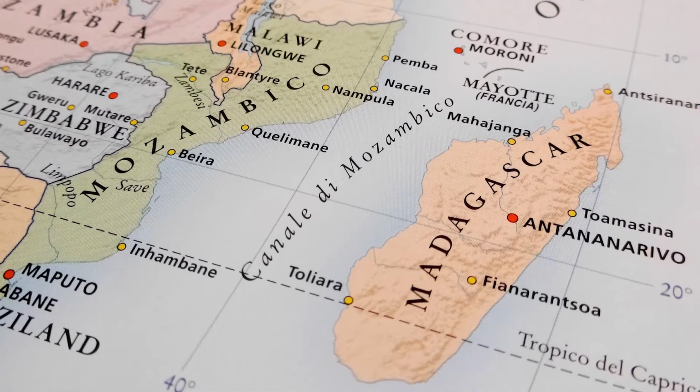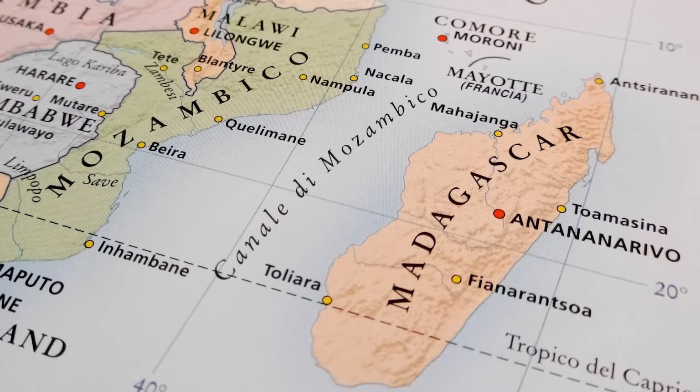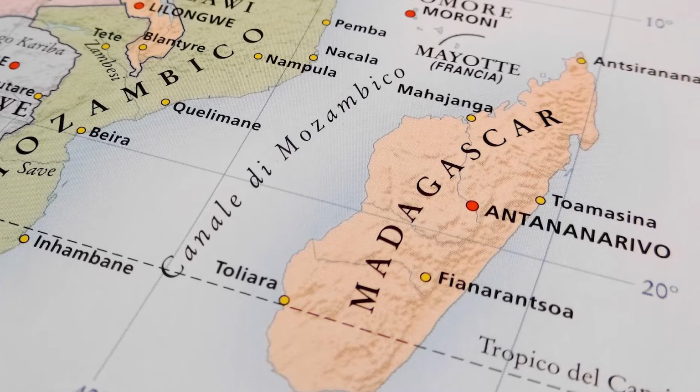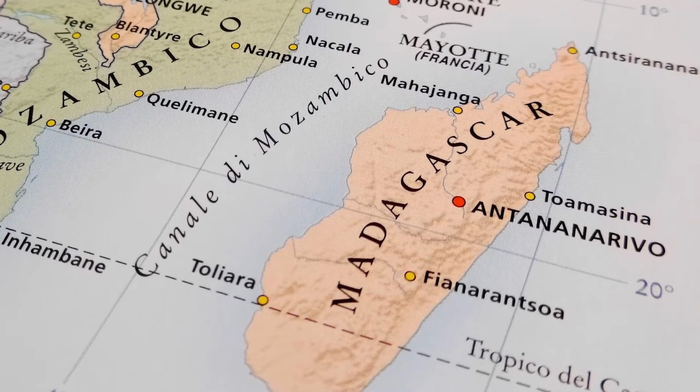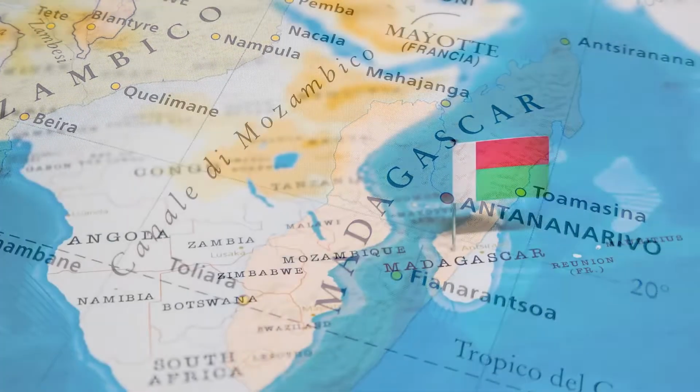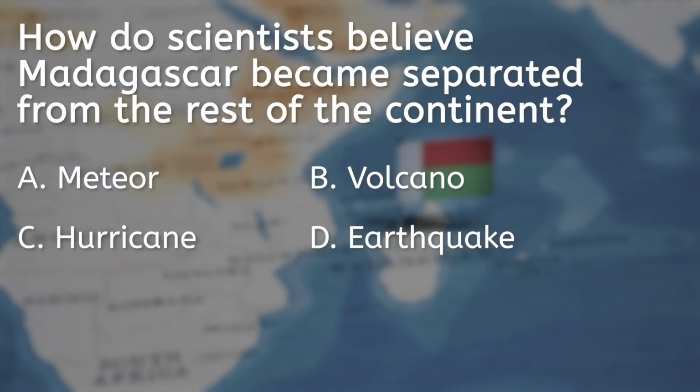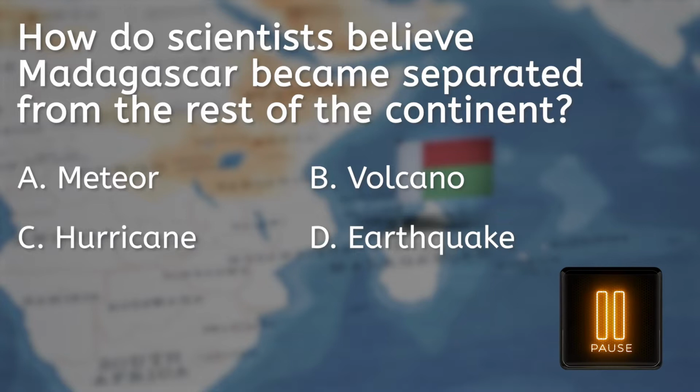Madagascar is located 250 miles from the African coast. It's the fourth largest non-continental island in the world, but scientists believe it was once part of the African mainland. So, next question. How do scientists believe Madagascar became separated from the rest of the continent?